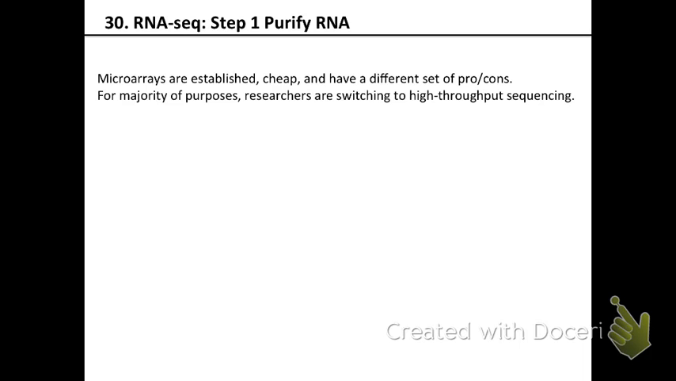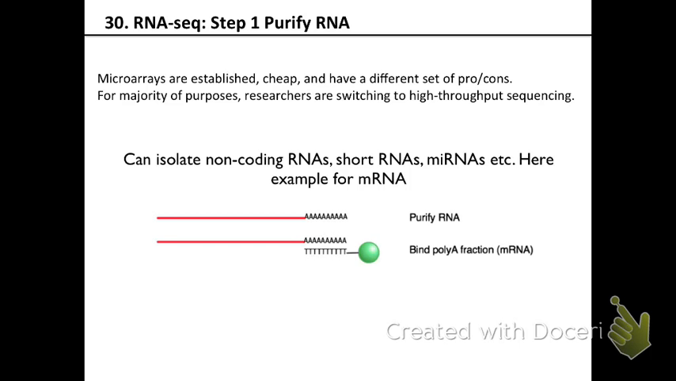So these microarray type of assays are in use. They're very well established. They're being used in clinical work, etc. They're established, they're cheap, they have a set of different pros and cons. But for the majority of purposes, researchers are now switching to high throughput sequencing, which we call RNA-seq. So you sequence all the RNAs in your sample.